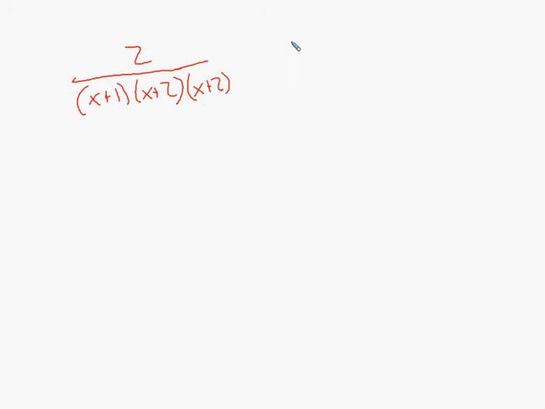I don't care what the numerator is because we aren't actually going to do it. We're just going to try to figure out what our denominator is.